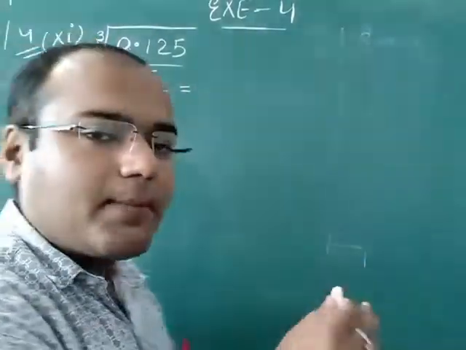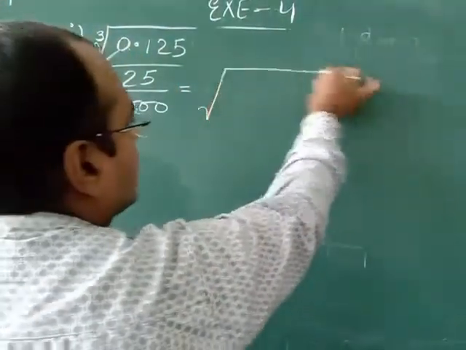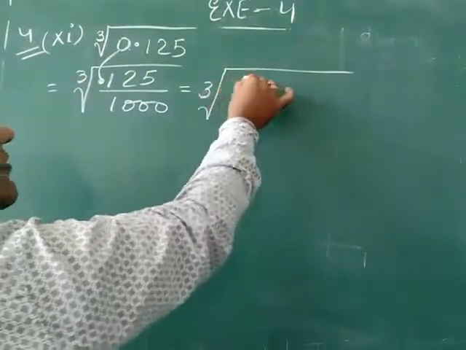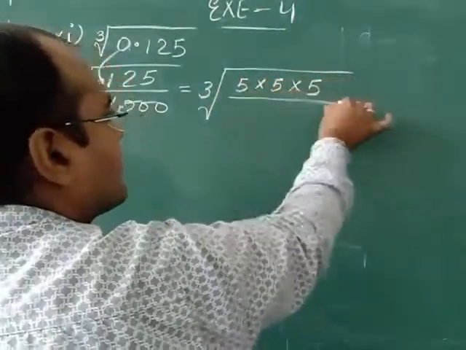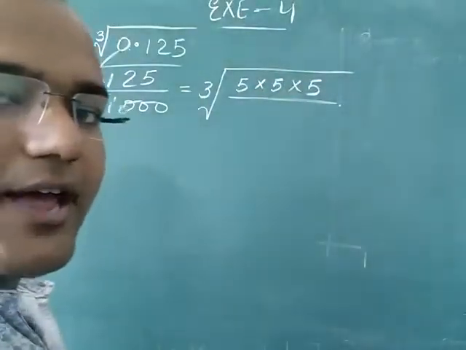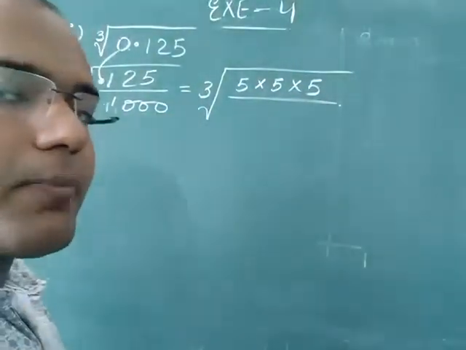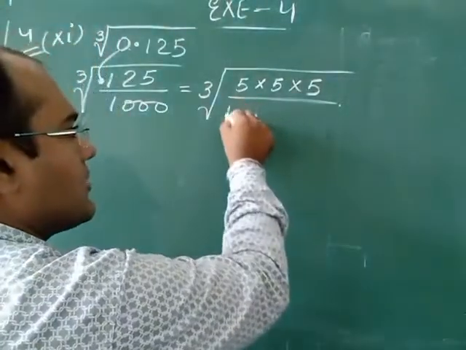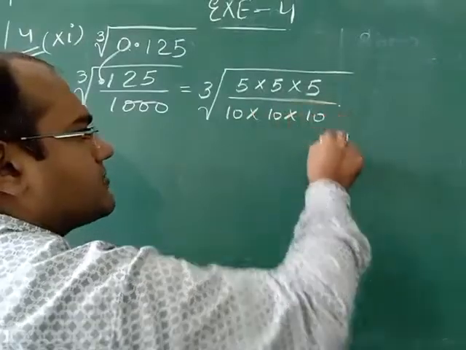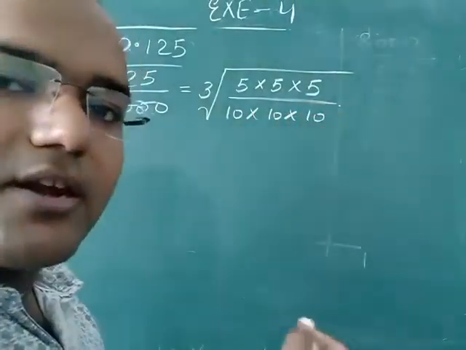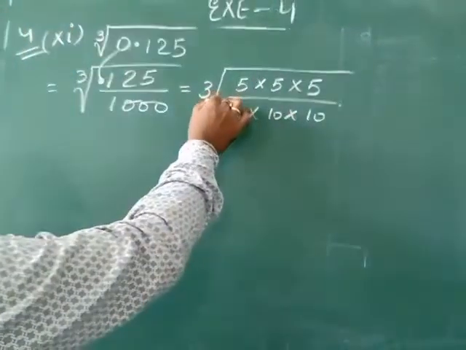When we remove the point, 1000 is formed. Now this one we can do orally, no need to take the prime factor, it is easy. 125 is 5 into 5 into 5, when we multiply 5 three times, the answer will be 125. 1000 is a simple number, you will take 10 multiplied by 10 multiplied by 10, three times, and the answer will be 1000.